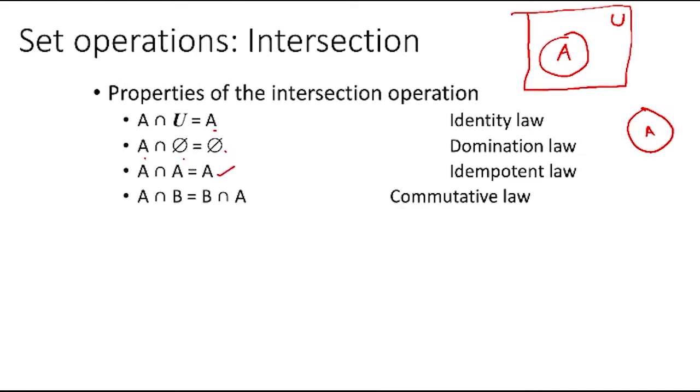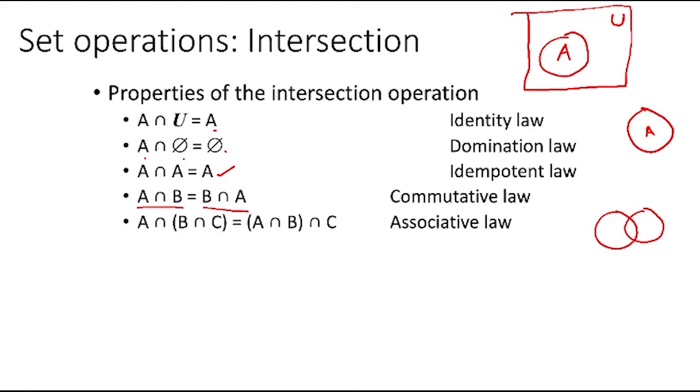With the commutative law, you know that A intersection B or B intersection A are the same. Two sets are given, and you are going from A to B or B to A, both are the same. The same holds for the associative law. First you take the intersection of B and C, or you take the intersection of A and B first, and both times you get the same answer.